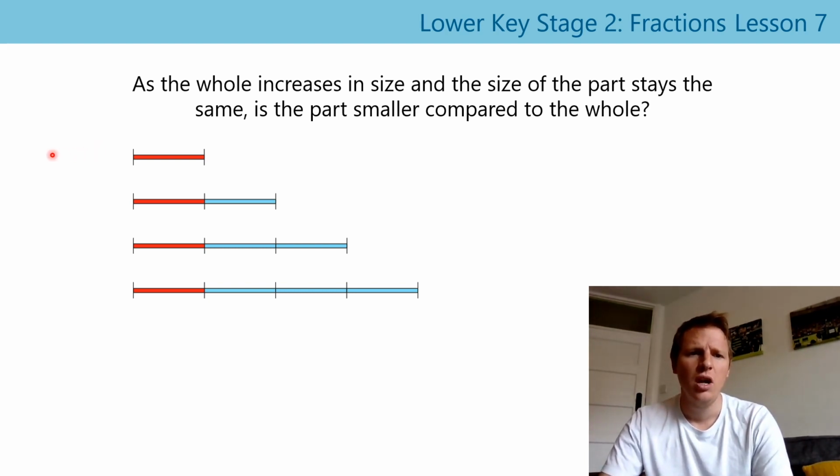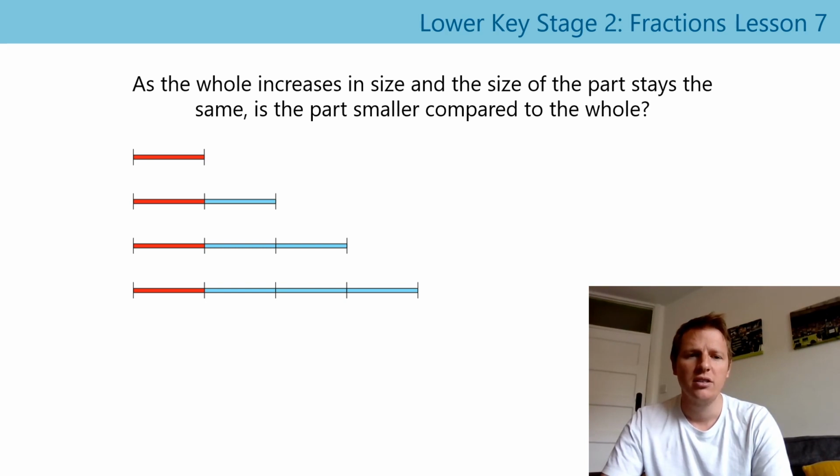Same as before, our red bar here is the whole of the first image. In the second image, is that still true? Is the red part still the whole? No, the red part is only 1 of the 2 equally sized parts. So it is a smaller part of the whole. In the third image, again, there's 1 part that's red, but it's an even smaller part of the whole because now there are 3 parts in the whole and only 1 is red.